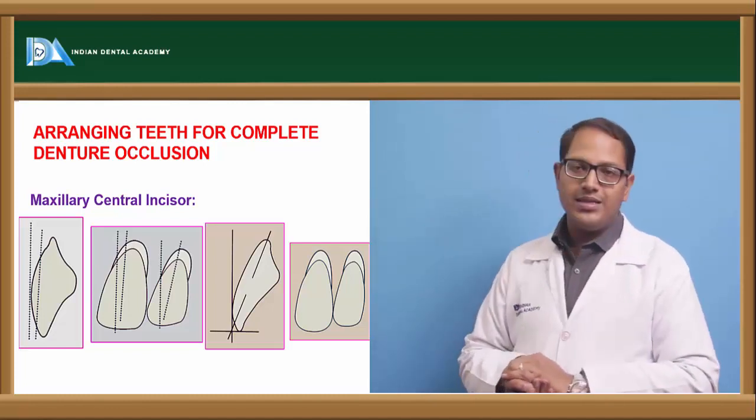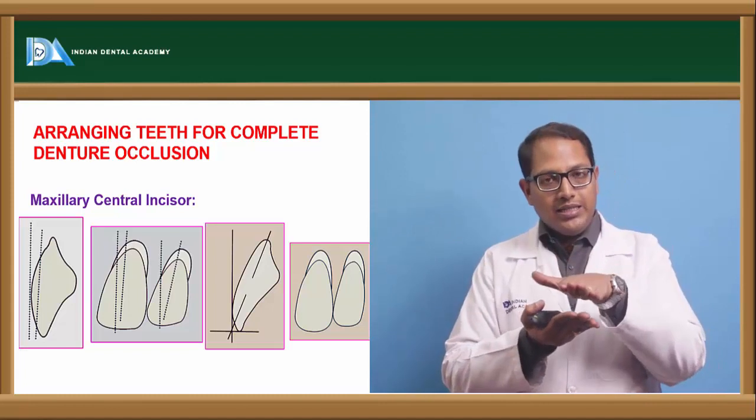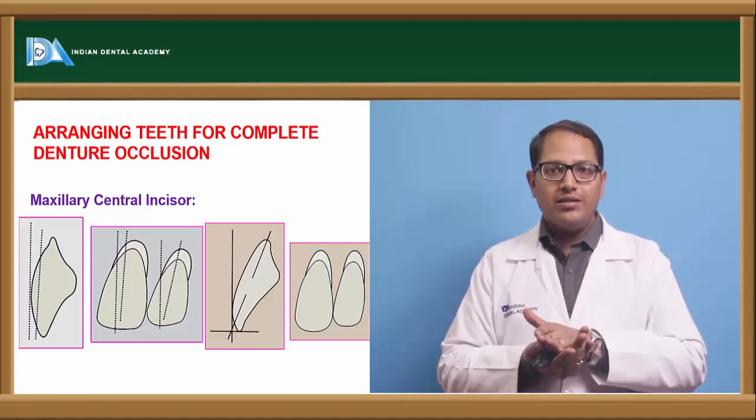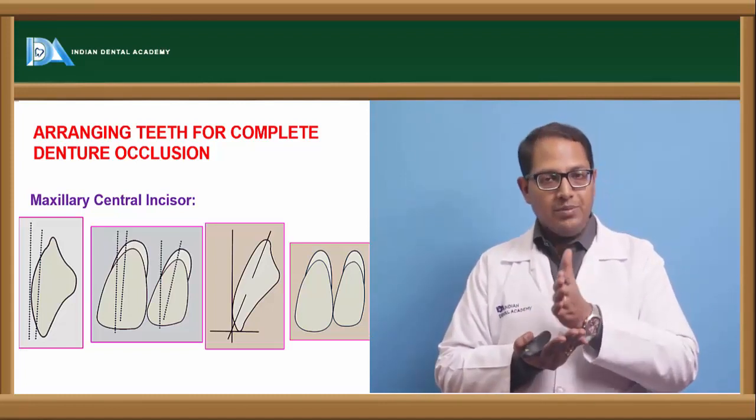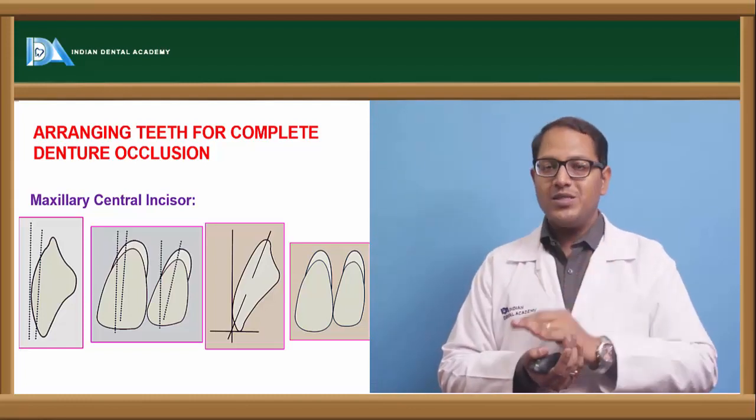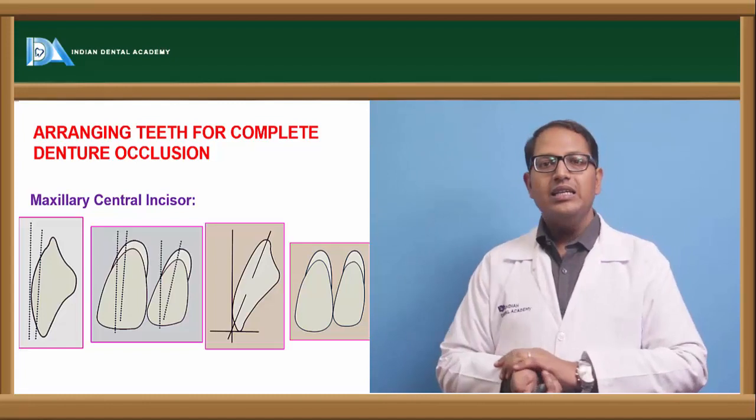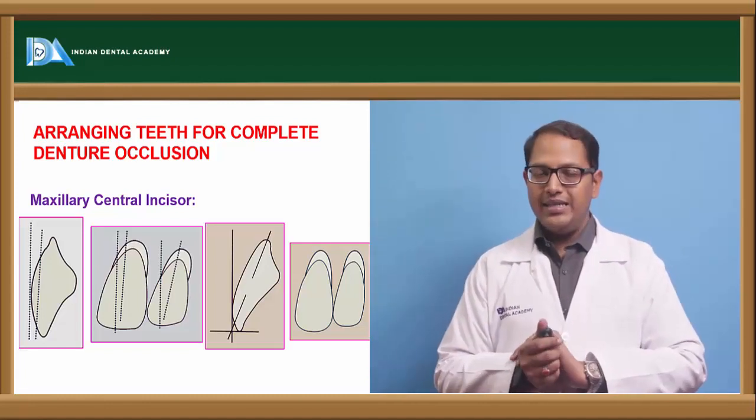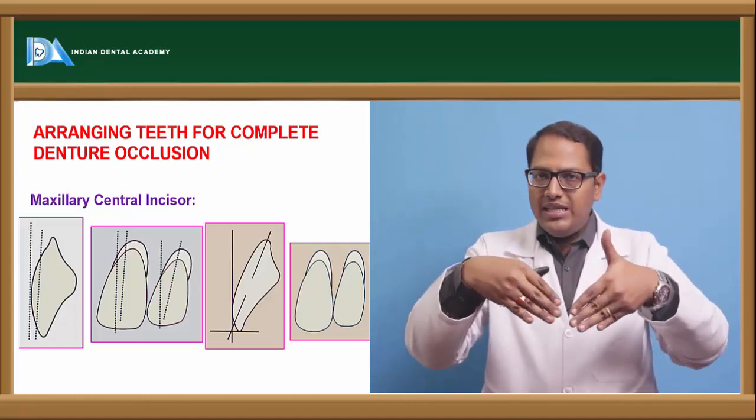Coming to the maxillary central incisor, it should touch the glass plate when you are arranging. Right? So that means it is the highest point on the smile line, the curve of the smile line. Then the maxillary anterior teeth should not have much tilt on the mesial or distal.